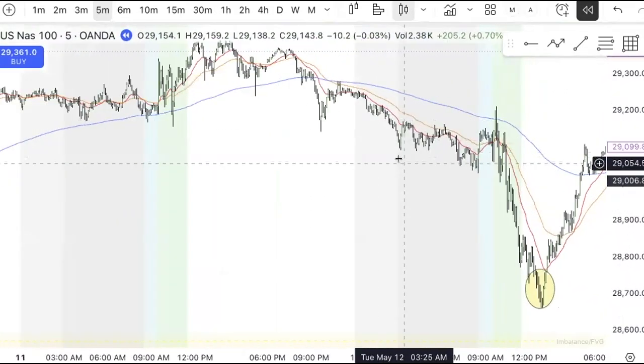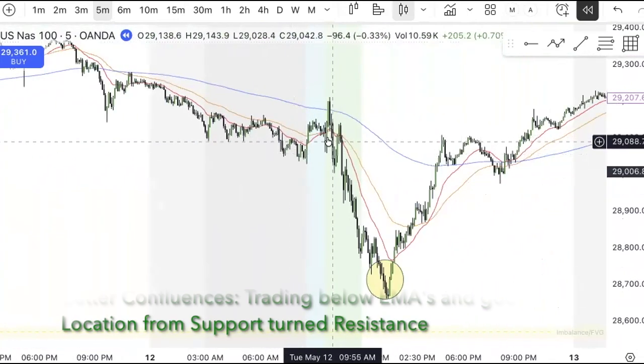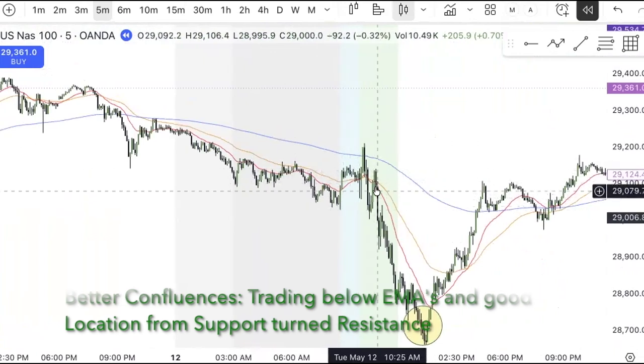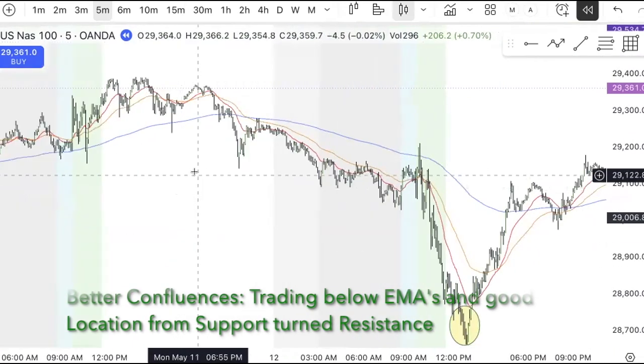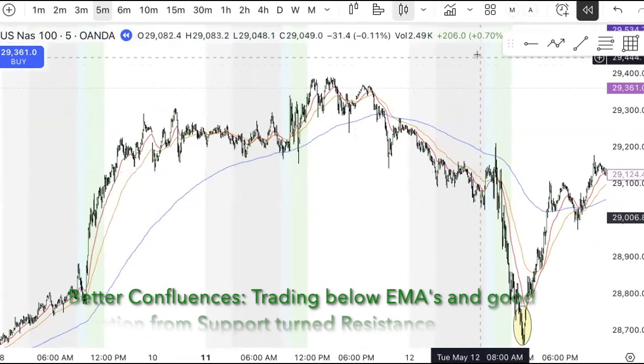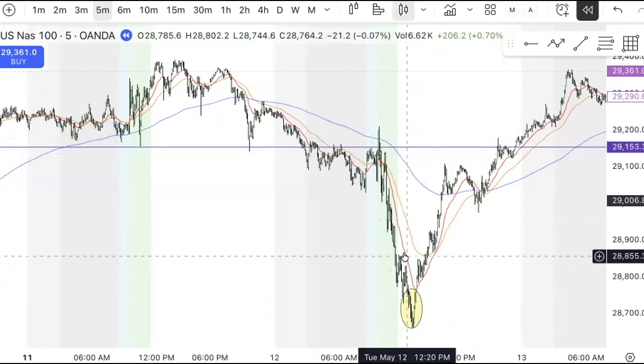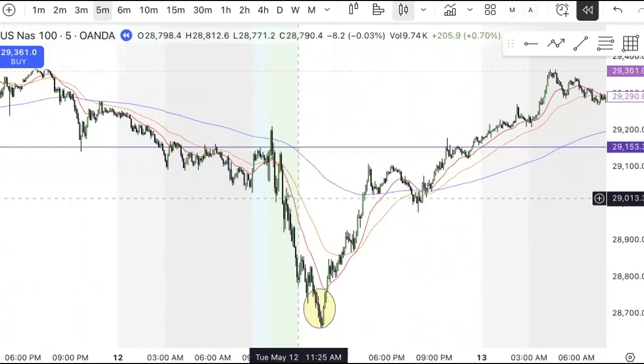Okay, and then here's an area where we did get a nice strong push down. We are trading below the EMAs here. When we look left, we can see that we're right in a nice support turned resistance. So this would be more of an optimal trade.